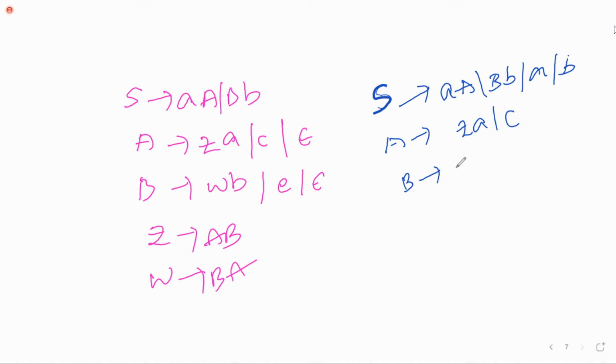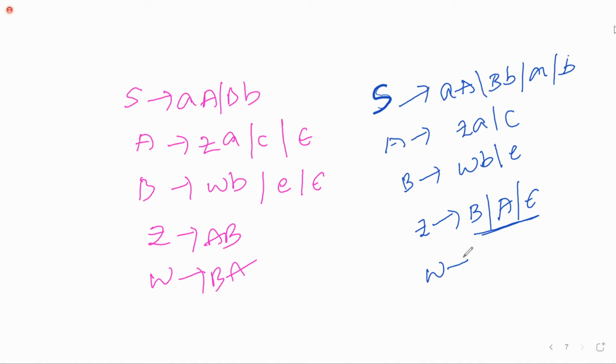B tends to W B or e. Z tends to A B: suppose I substitute A as epsilon, what will I get? B. Substituting B as epsilon, what will I get? A. If both are epsilon, what will I get? Epsilon. Did you understand how it came? Yes, ma'am. Because the first time substituting epsilon in place of A, I get B. The next time substituting epsilon in place of B, I get A. If I substitute epsilon for both, then I get epsilon only.